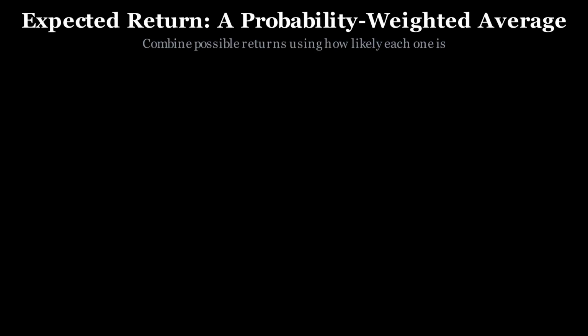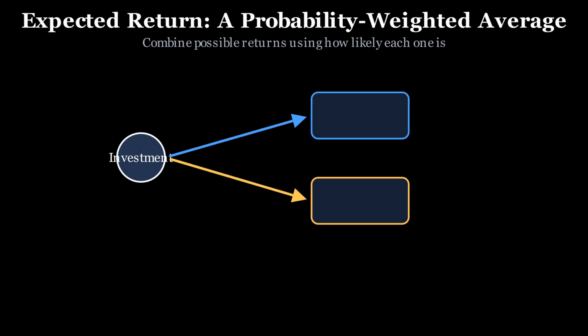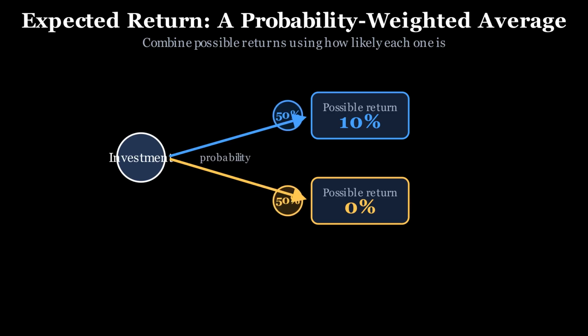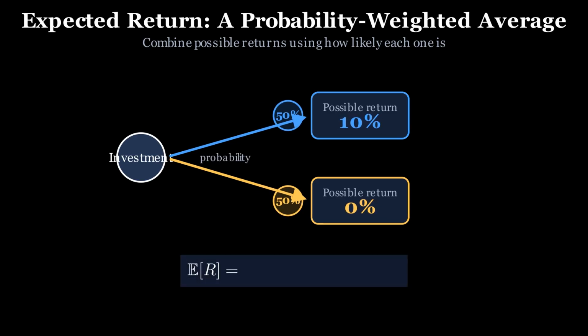Imagine that an investment could produce several different returns next year. We cannot know which outcome will occur, but we can summarize the possibilities using expected return. To calculate it, multiply every possible return by its probability, then add the results.